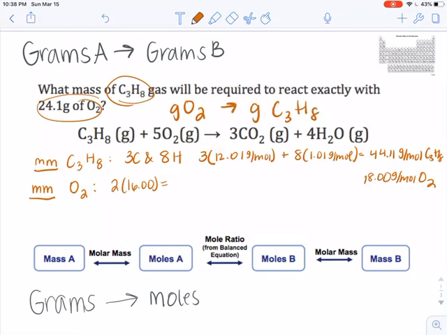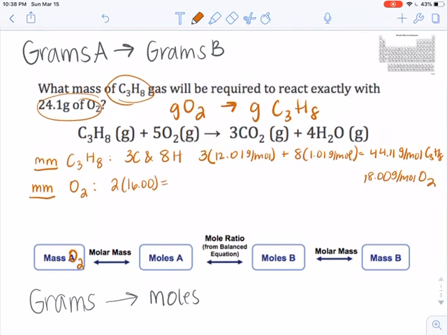And this would often be used if we are doing a chemical reaction, like this combustion reaction. So every time we see mass A in our Mole Highway, we are going to assume that is O2 because that is what we are starting at. And every time we see B, that will be C3H8, and that is where we are going to.